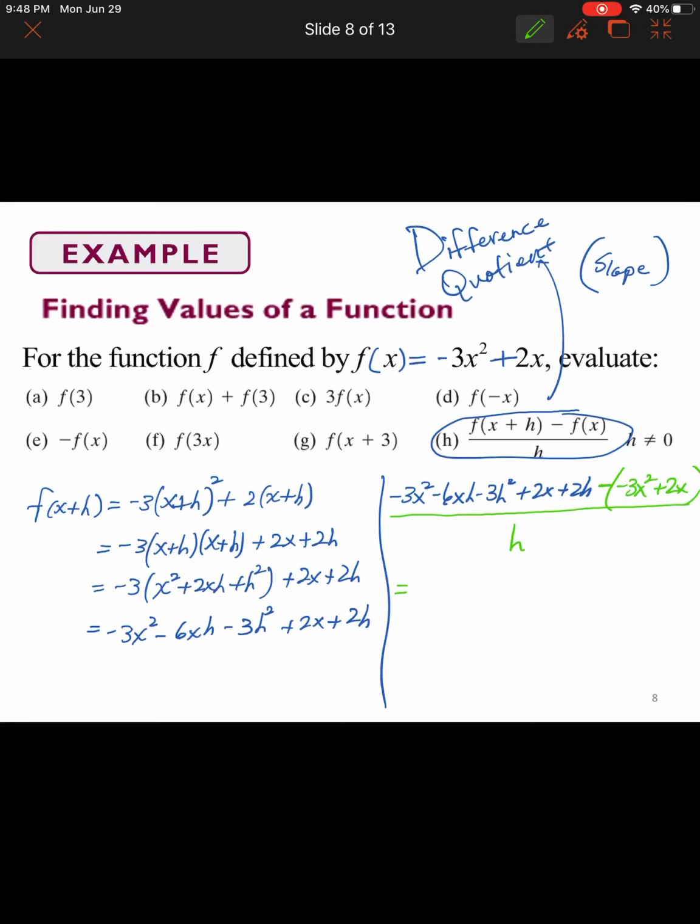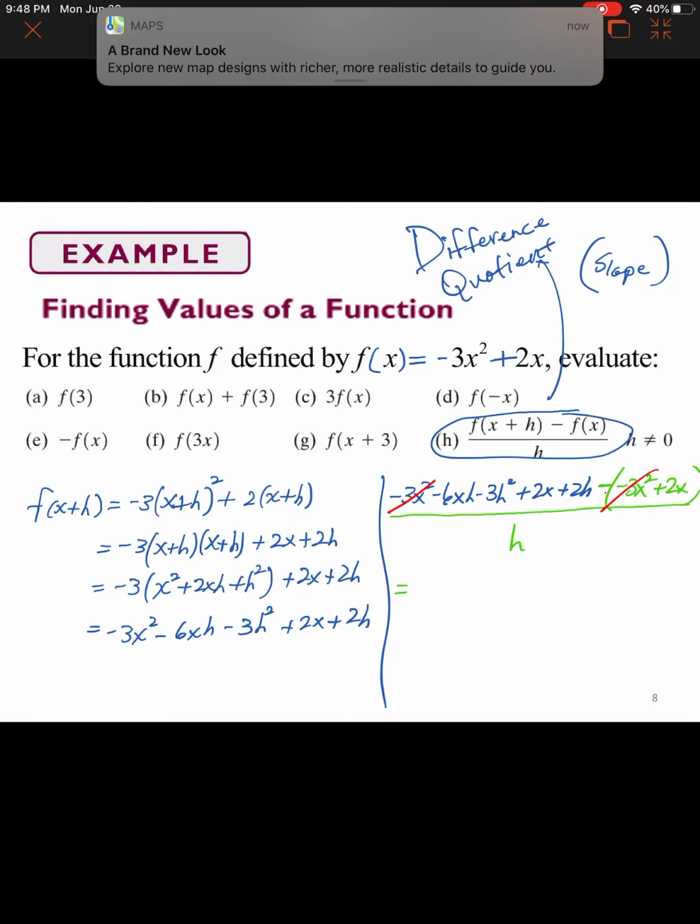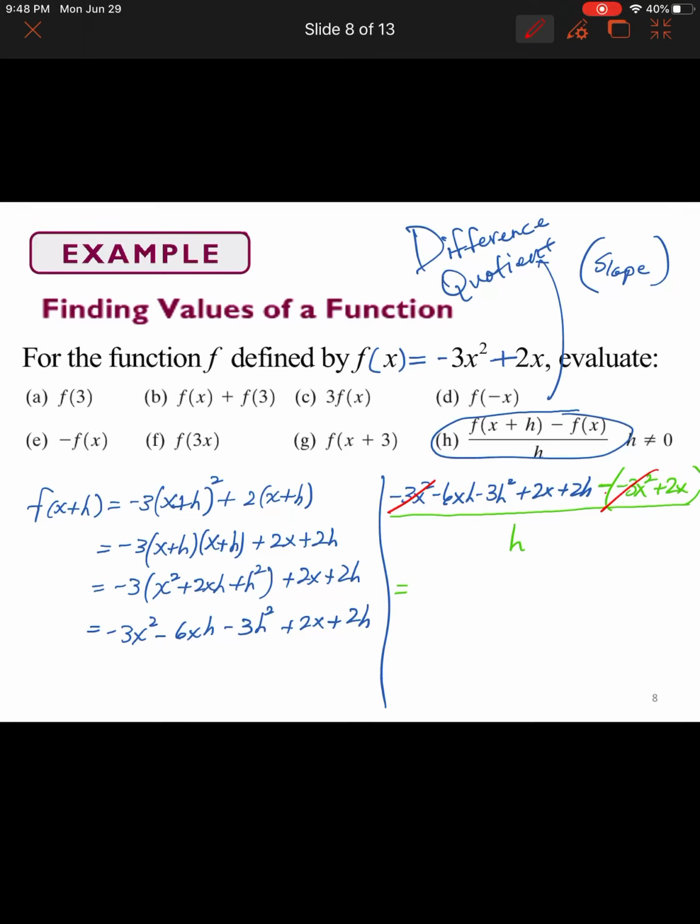So we have negative 3x squared minus negative 3x squared. Anytime you take something away from itself, what happens to it? It goes to 0. Then you have positive 2x minus positive 2x. Again, that part goes to 0. So I did that to show you when you're subtracting out f of x, it's going to cancel every time if you do it properly.